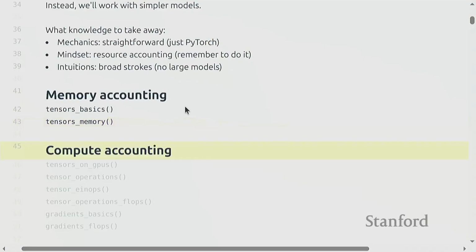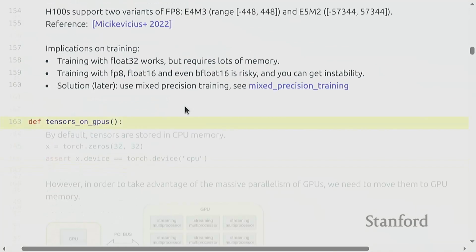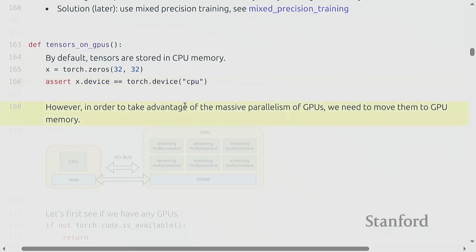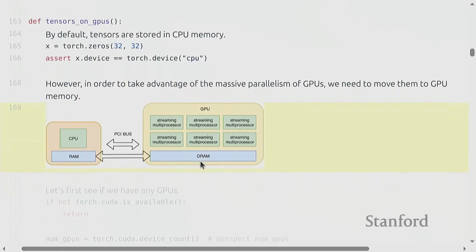Okay, so now let's talk about compute. That was memory. Compute obviously depends on what the hardware is. By default, tensors are stored on the CPU. So for example, if you just say in PyTorch x equals torch.zeros(32, 32), it'll be in CPU memory. Of course, that's no good because if you're not using your GPU, you're going to be orders of magnitude too slow. So you need to explicitly say in PyTorch that you need to move it to the GPU.